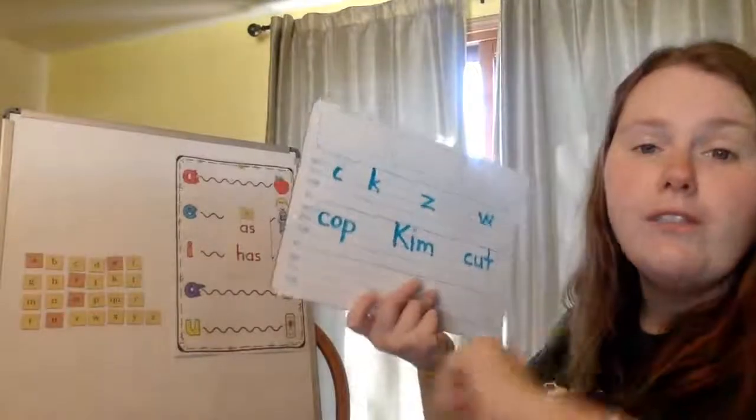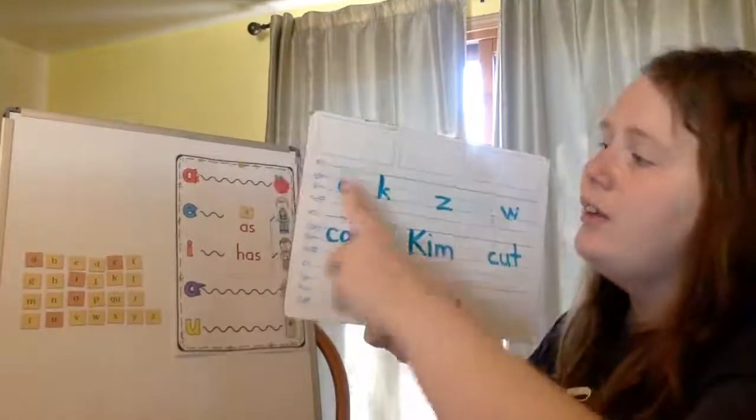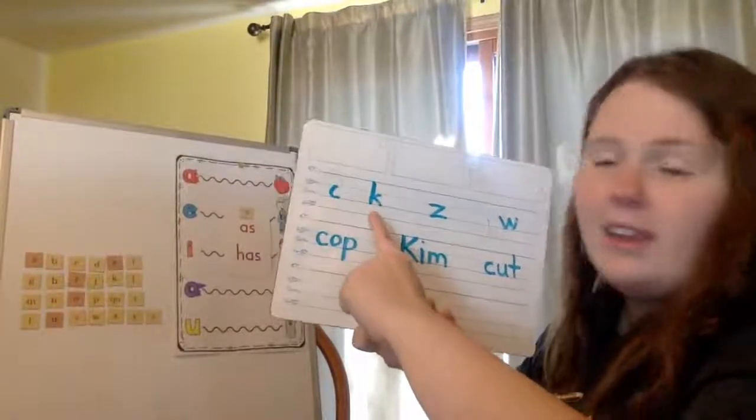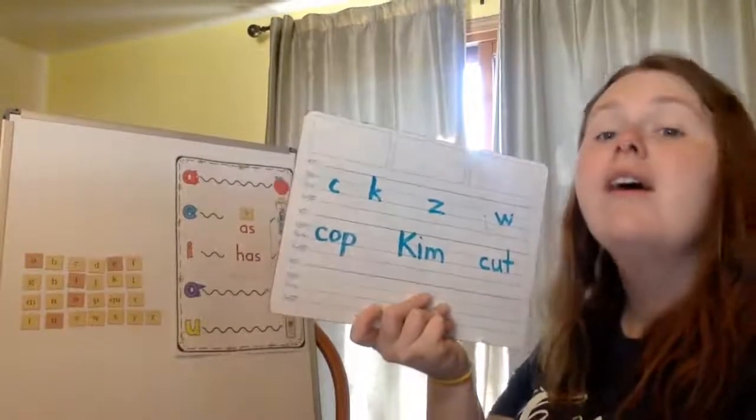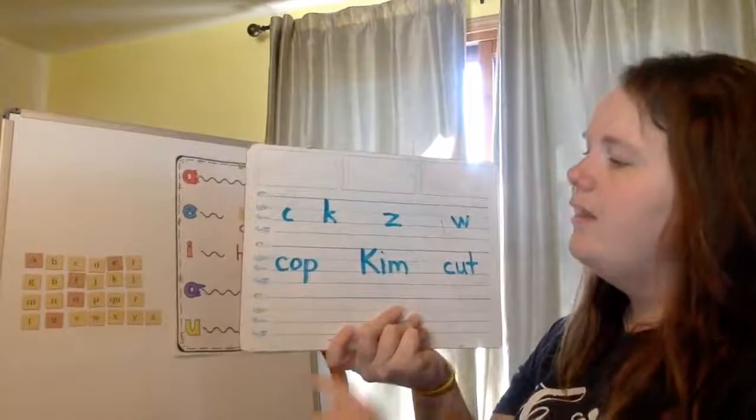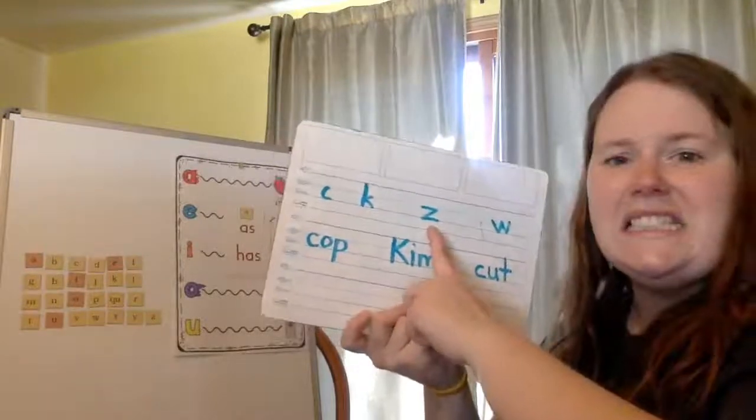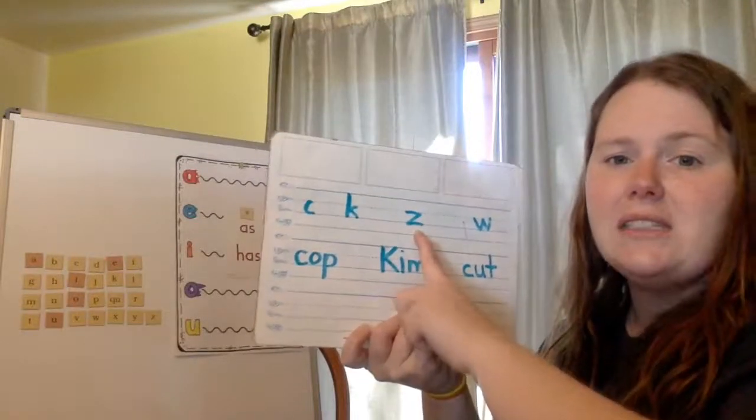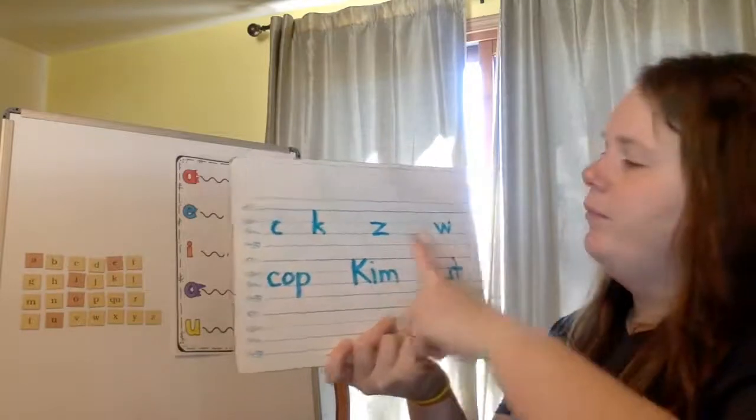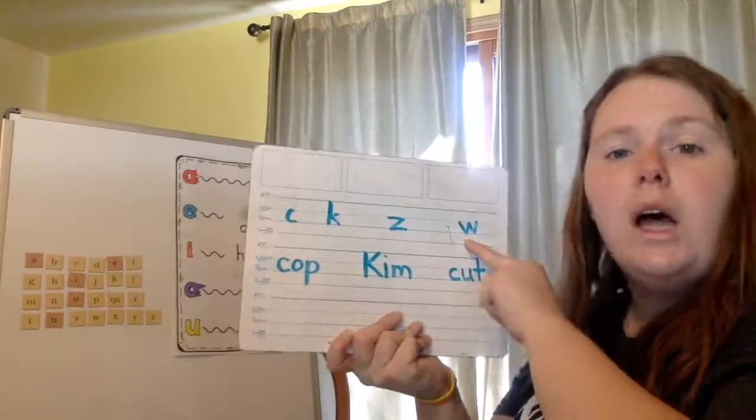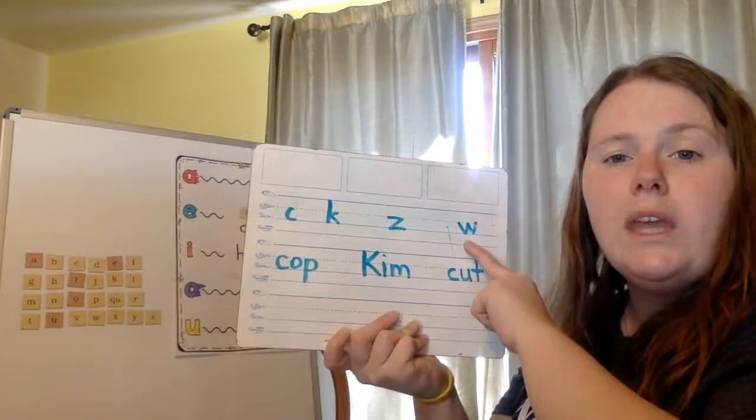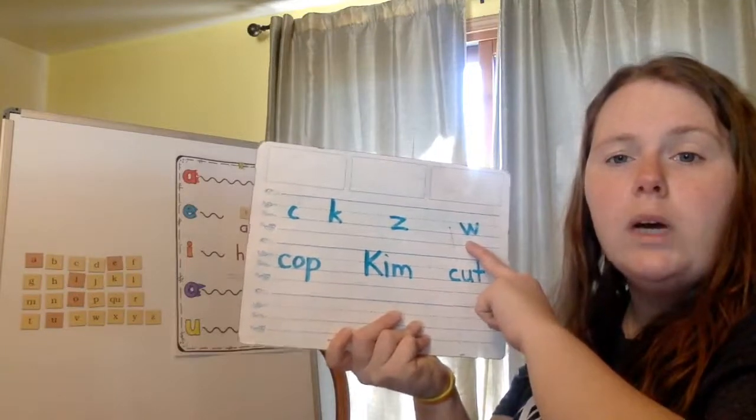All right, so our first sound was K, and you needed to write a C and a K, because both of those make the K sound. Then we did Z, that's Z, zebra, Z. And then we did W, W, wind, W, W.